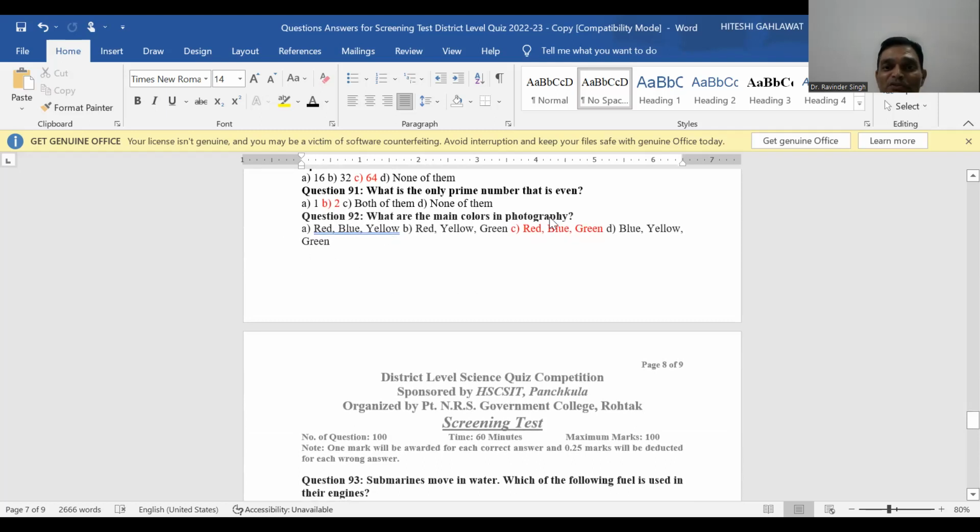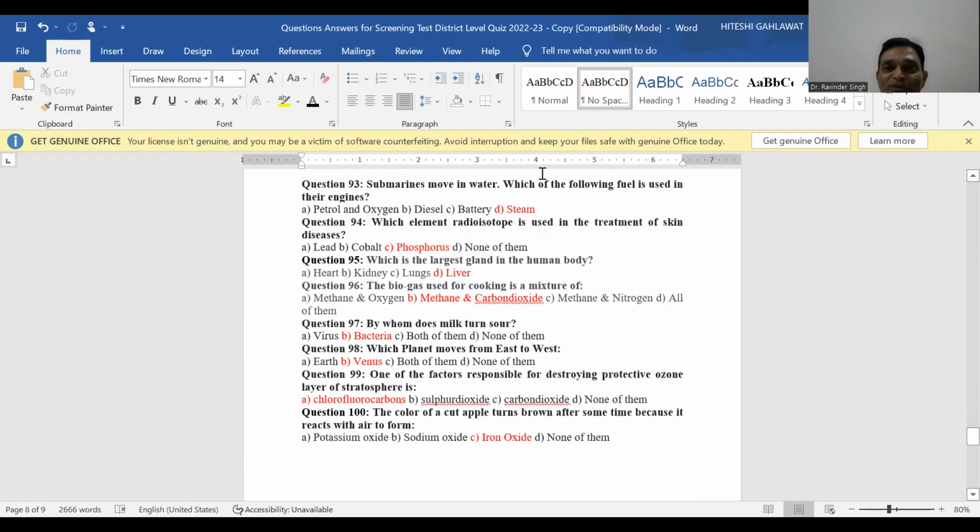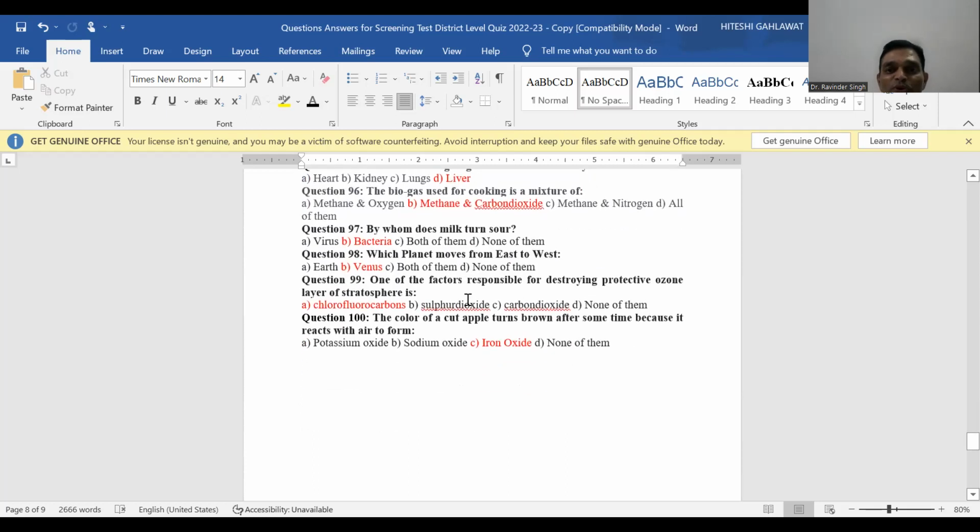Question number 92. What are the main colors of photography? Red, blue, green. Question number 93. Submarines move in the water. Which of the following fuel is used in these engines? That is steam. Question number 94. Which element radioisotope is used in the treatment of skin disease? That is phosphorus. Question number 95. Which is the largest gland in the human body? That is the liver. The biogas used for cooking is a mixture of methane and carbon dioxide.